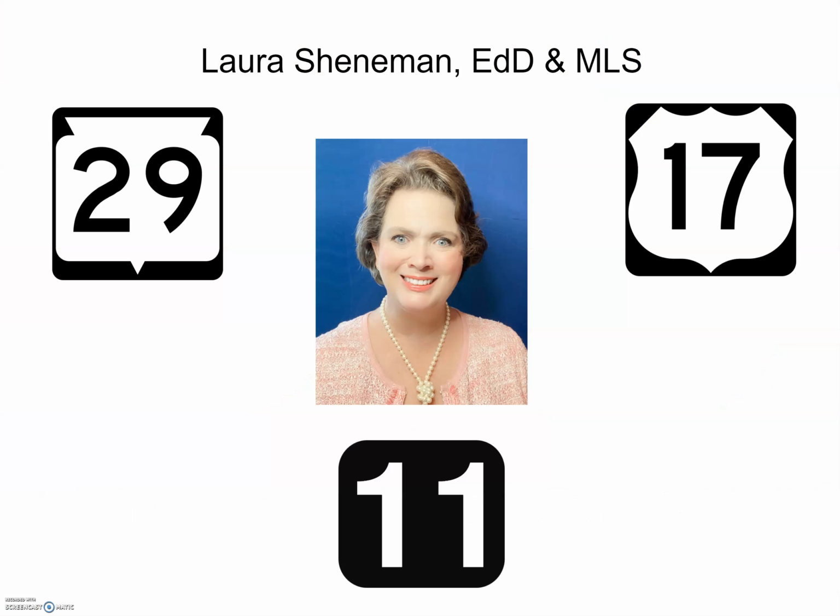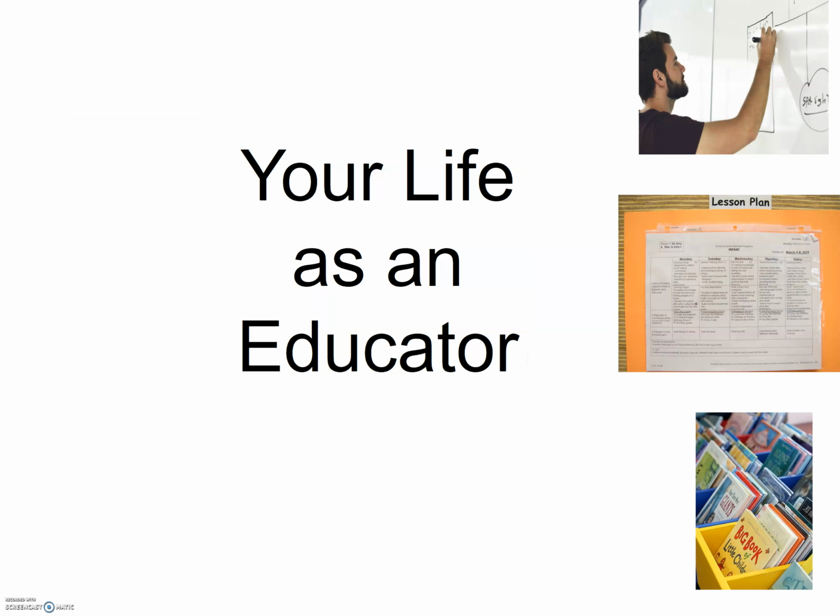I'd like to introduce myself to you today using numbers. My name is Sheneman, and 29 represents the number of years that I have been in the field of education. 17 represents the number of years I've worked with school librarians and their support of classroom instruction. 11 represents the number of years that I've taught master's and doctoral level students in the areas of educational technology and school librarianship.